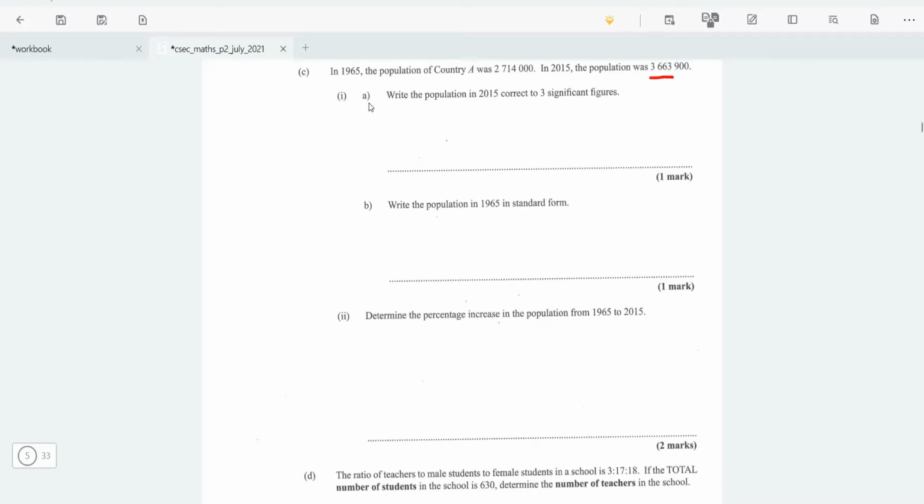3663. So to write the 3 significant figures, let's write down 3,600,000. And now what you do is look at the 4th number. This 4th number right here is less than 5. Since it is less than 5, that is good. That means that we round down. So this is going to be 3,600,000. That's the 3 significant figures. 1, 2, 3. All the zeros after this 6 are not significant. So that's the answer right there. It's 3 significant figures. Nice.